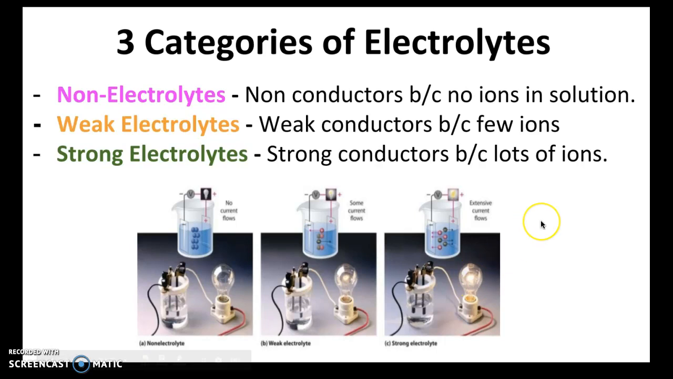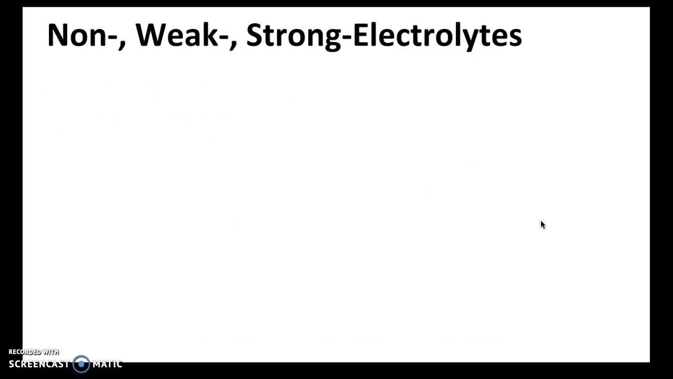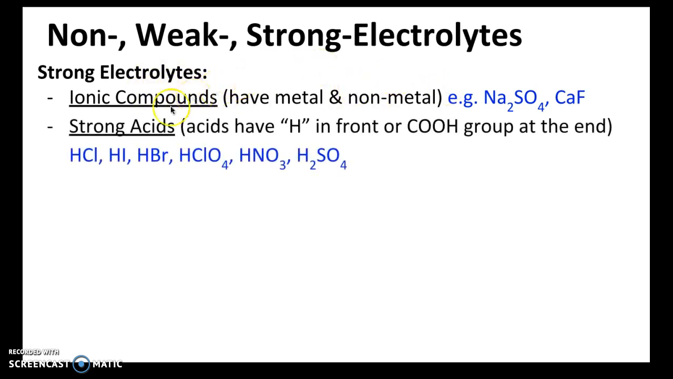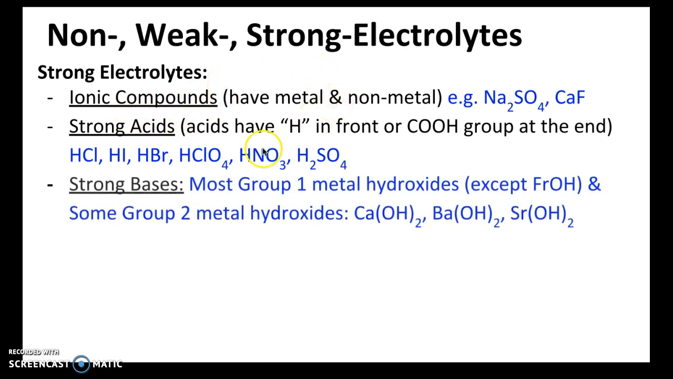All right, so what if you were given a compound and you were asked to figure out if it's a non, weak, or strong electrolyte? You can utilize this as a guide. Ionic compounds, and that's soluble ionic compounds, so you might want to add that little note in. Soluble ionic compounds are strong electrolytes. Strong acids are strong electrolytes as well because they are completely ionized, and strong bases will completely ionize.